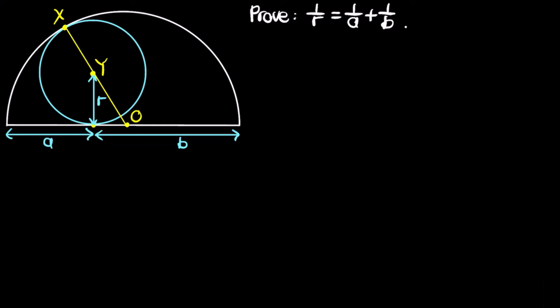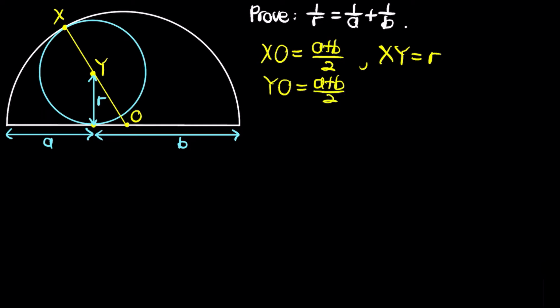And then now observe that XO in this case is the radius of the semicircle, which is (a plus b) over 2. And then we also have XY being the radius of the circle, and that is the length r. So this means that we have that YO in this case is equal to (a plus b) over 2 minus r. And then if we label this point, which is the point Z over here, we can see that YZO is a right angle triangle.